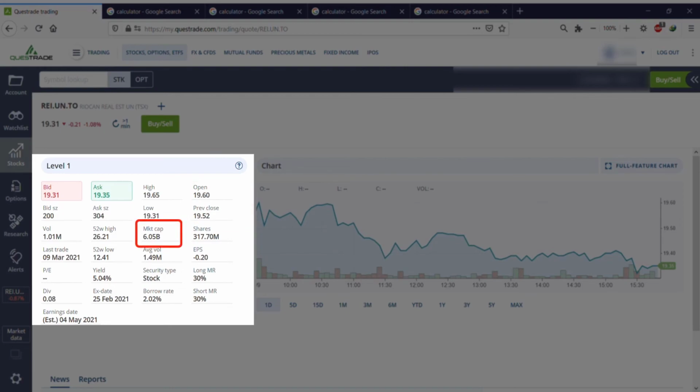So market cap is the value of all the outstanding stocks of the company, which for the Ryokan is 6.05 billion. Shares, it shows the amount of outstanding shares, 317.70 million. Average volume. Okay, if you remember about the volume, it was the total volume, I think it was for 3 months, but this average volume is for, but again, I really don't know the difference between the two.